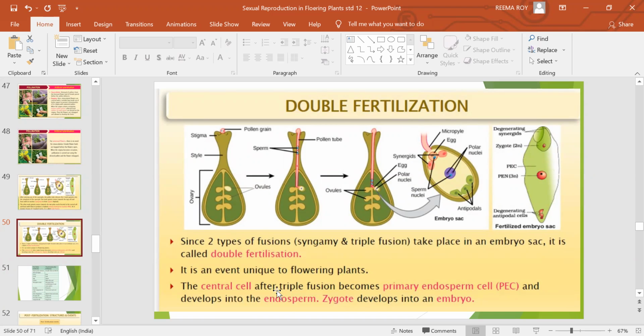The central cell after triple fusion becomes PEC, primary endosperm cell, and develops into endosperm. Then the zygote develops into an embryo. So the PEN will form PEC. Then it develops into endosperm, and later into an embryo.